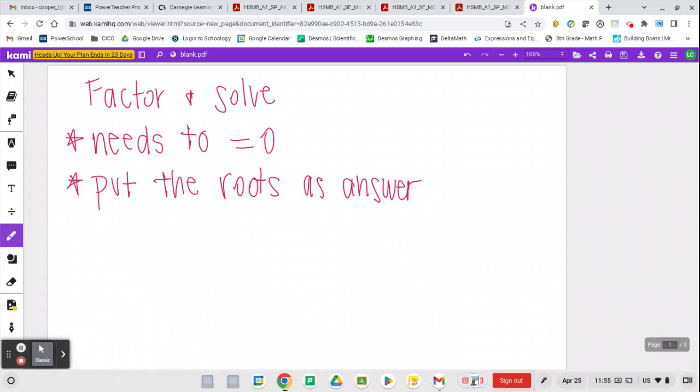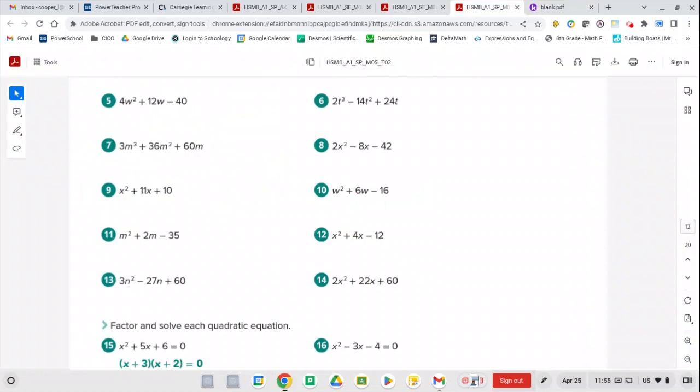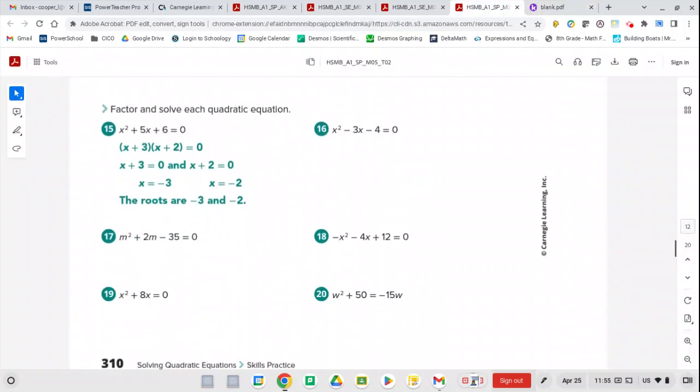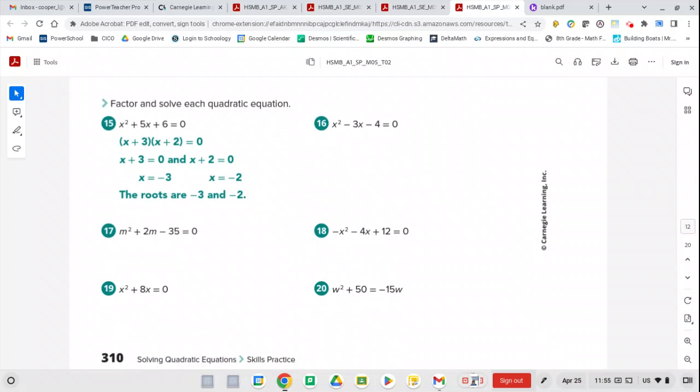Okay, so we're factoring. If you look at the second part of your worksheet, it should say, see where it says factor and solve right here? This is what we're doing. But see the example they give you?